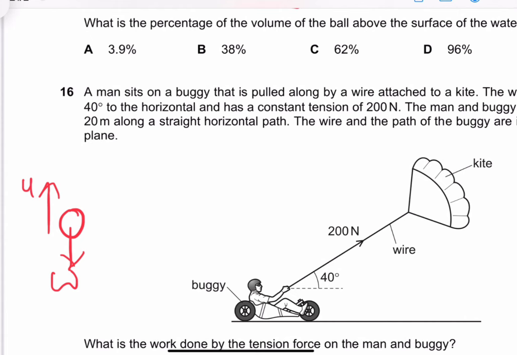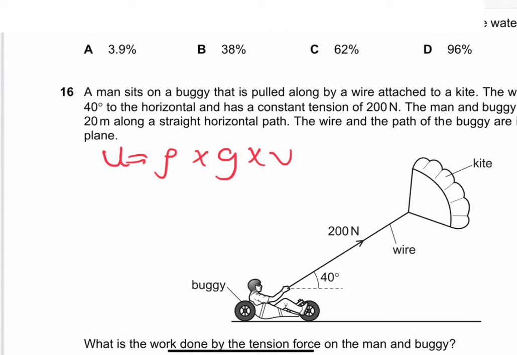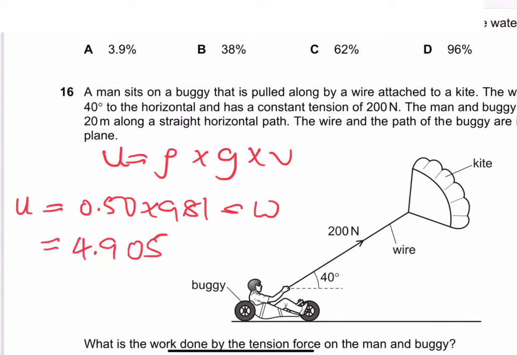As an object moves down, it displaces water. Because of pressure differences between the top and the bottom of the object, we see upthrust, right? But we know that upthrust is equal to the density times the gravitational acceleration times the volume. Now, we already know what the upthrust is going to be from our question, okay? So our upthrust is going to be 0.50 times 9.81. This is also equal to our weight, okay? So this is going to be 4.905. It's very important for you to be able to see that. So this is the value of our upthrust.